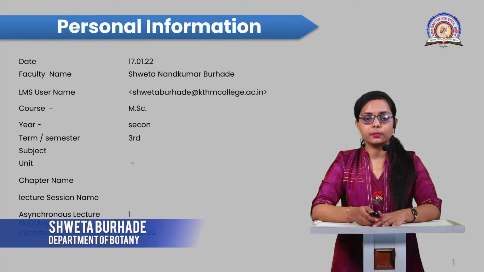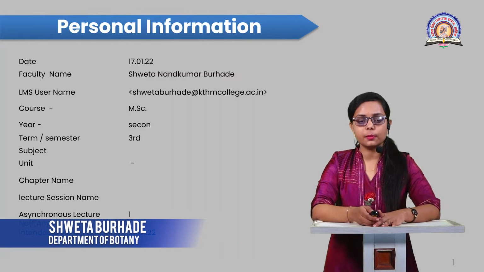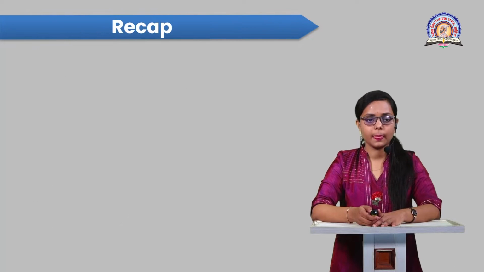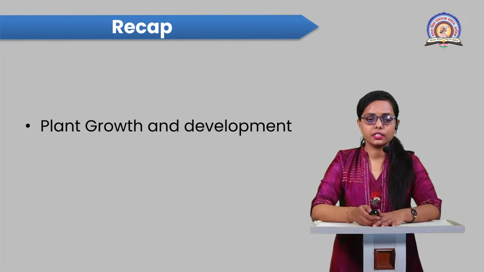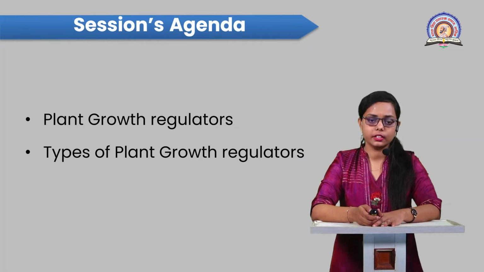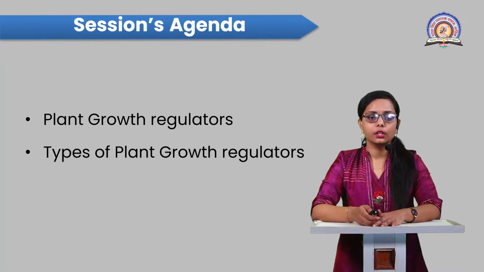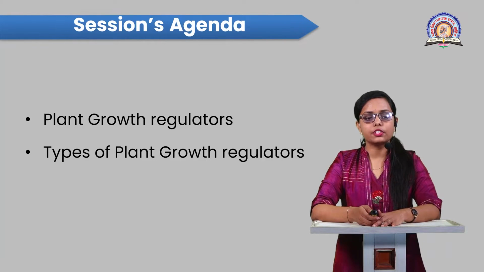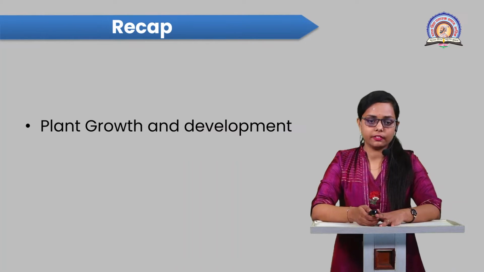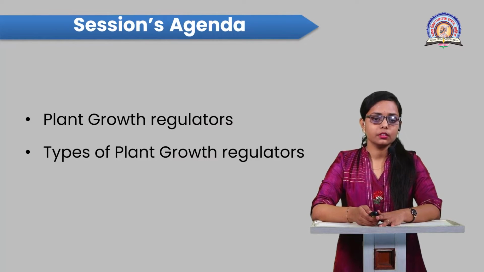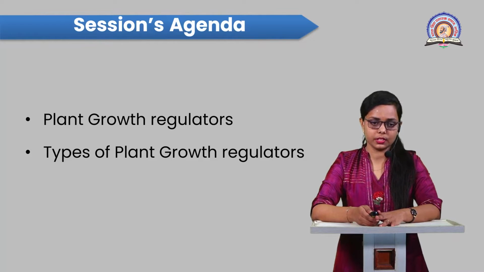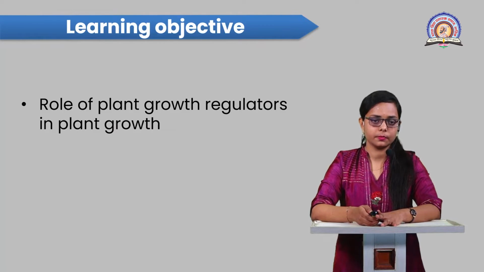Today we are going to learn about plant growth regulators, which comes under the subject plant physiology of third semester of second year MSc. You have already studied plant growth and development in your previous year, that is third year. Plant growth regulators are small chemical compounds present in the plant which regulate overall growth and development of the plant. Today we are going to learn about plant growth regulators, different types of plant growth regulators, also classes of plant growth regulators, major classes of plant growth regulators.